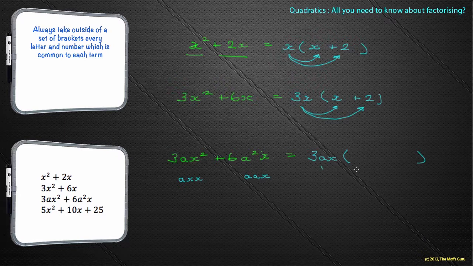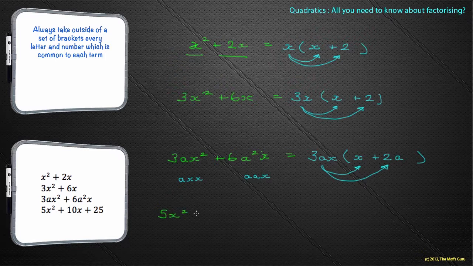So there we go. Once again, what do I multiply 3ax by to give 3ax squared? Well, I'm going to do an x in here. And what do I multiply 3ax by to get 6a squared x? Well, I have to multiply it by plus 2 to get the 6. And I've got 1a outside, I need 2a. So there's my a. Oh, something slightly different. And last example.